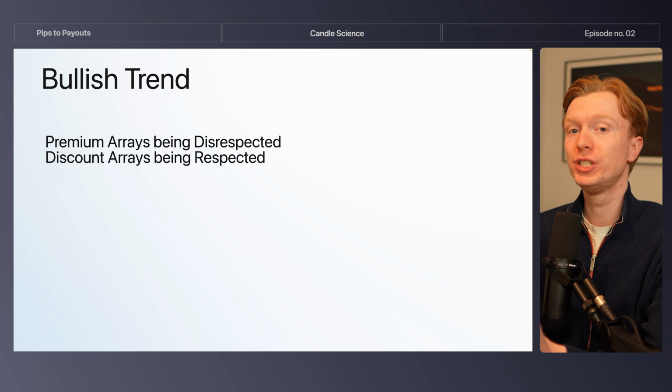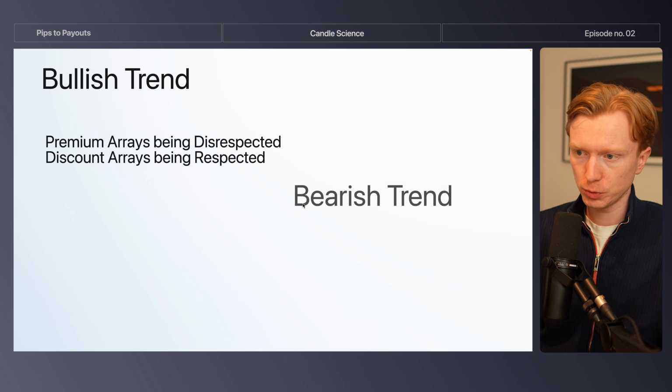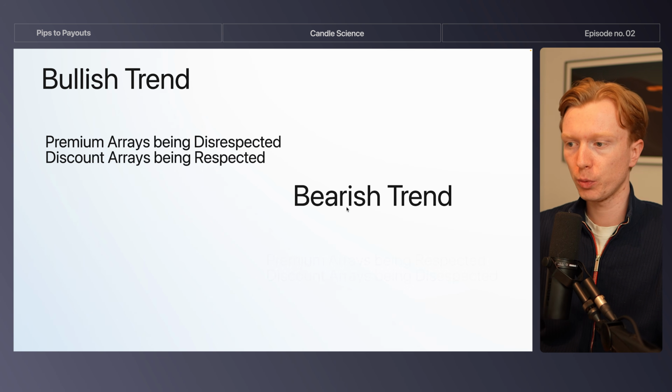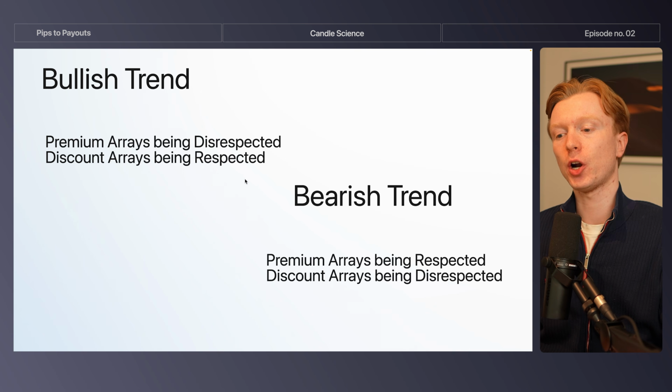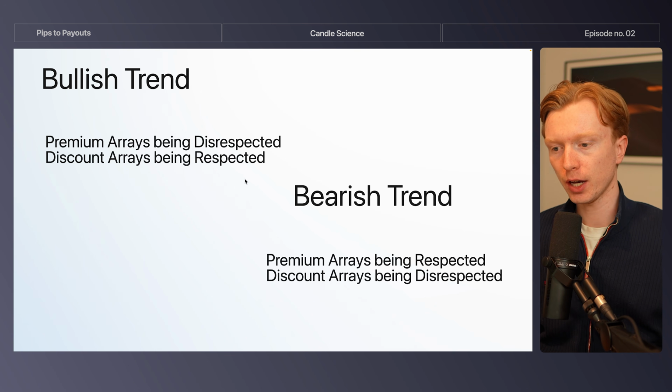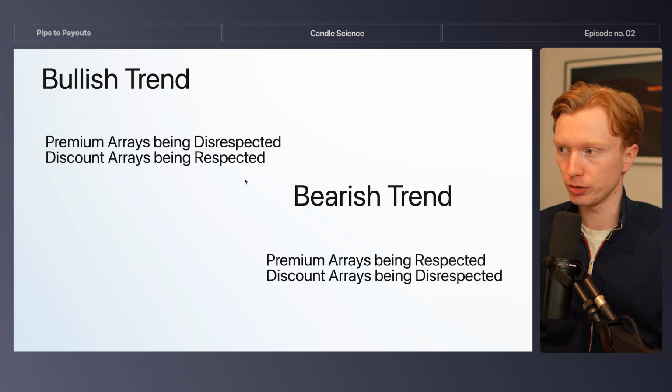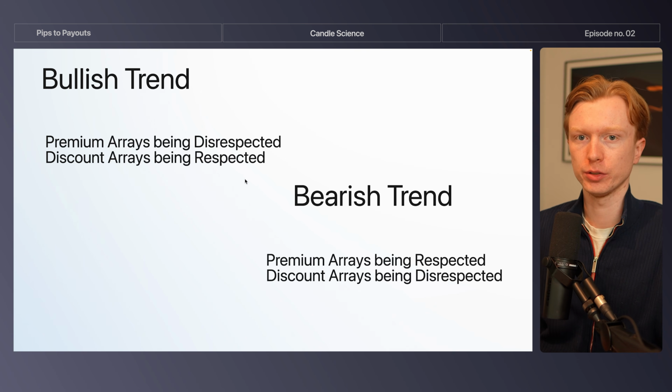And I mean objectively. On the other side, we also have, of course, a bearish trend, where we are continuing lower. We can call it a bearish trend when premium arrays are being respected and discount arrays are being disrespected, so the exact opposite of what a bullish trend is, of course. Now, at first, you might see these sentences and think this is a whole lot of abracadabra.